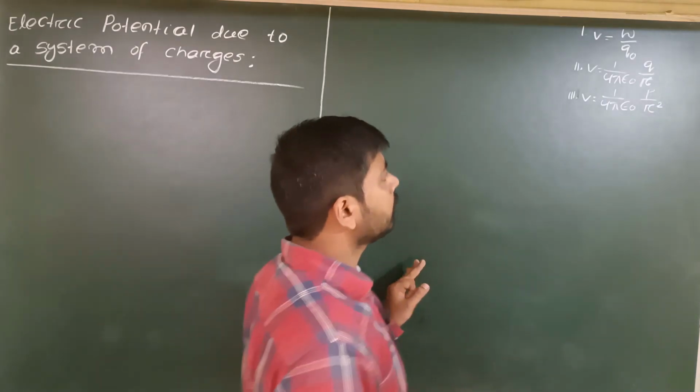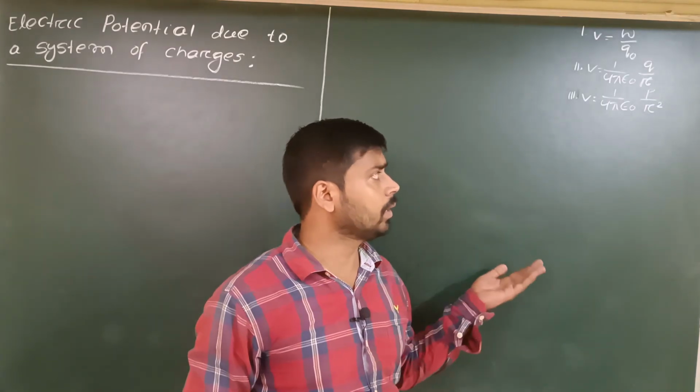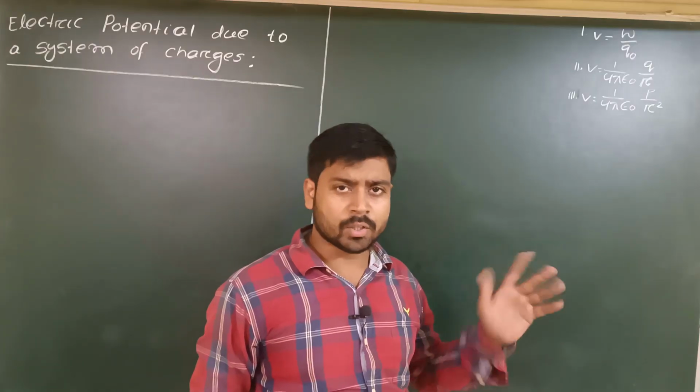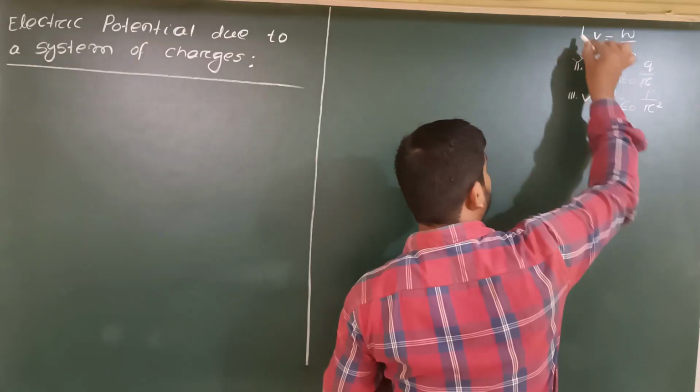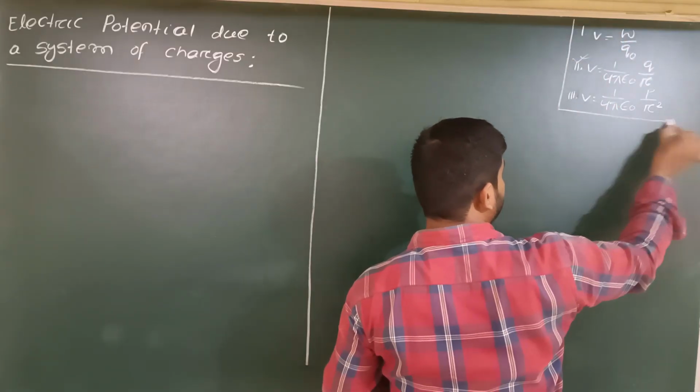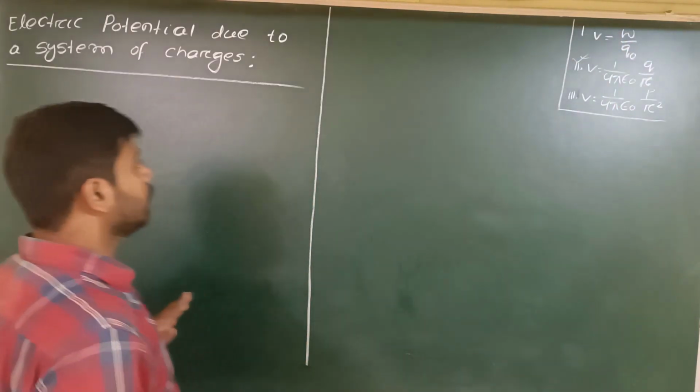Yes or no? And for any point we have to write V equal to 1 by 4 pi epsilon naught P cos theta upon R square. Yes or no? Just remember this formula actually. We have to use this formula here. Okay. Yes. Here what do we take?